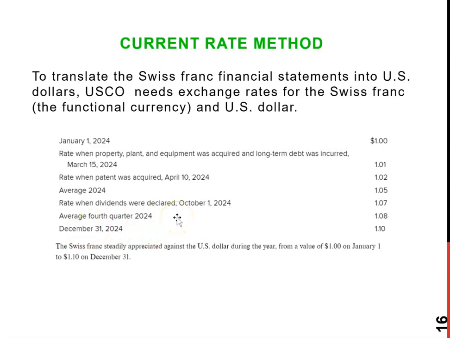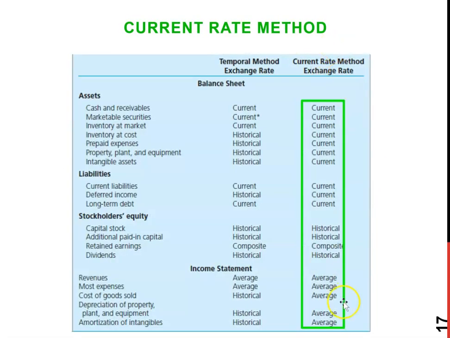The average rate for the fourth quarter is also given, and December 31st is the day when you prepare your financial statement or balance sheet. So this December 31st rate, $10, will be your current rate. For all others, if it's relevant to those acquired or purchased dates, or the dividend declared date, those will be the historical rates. So now we will see the current rate method.